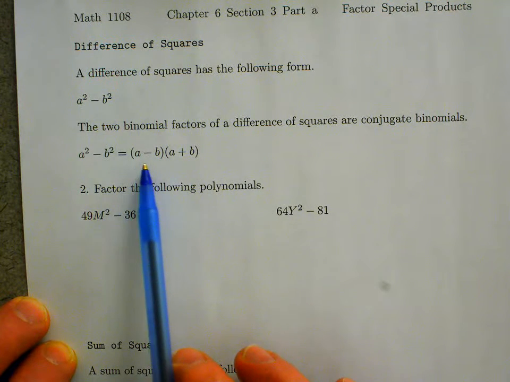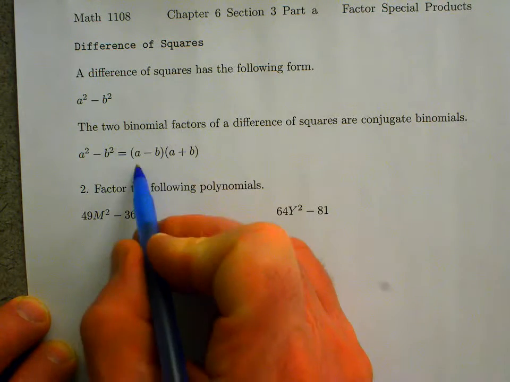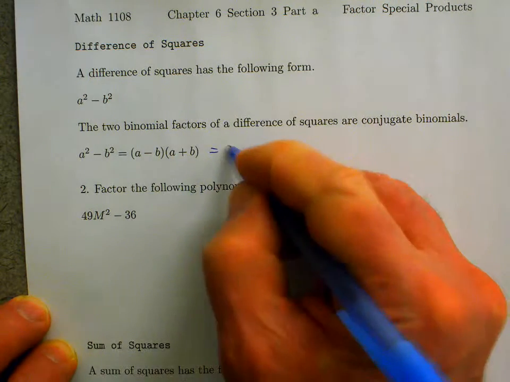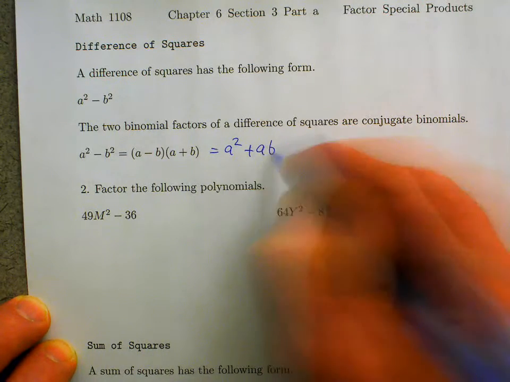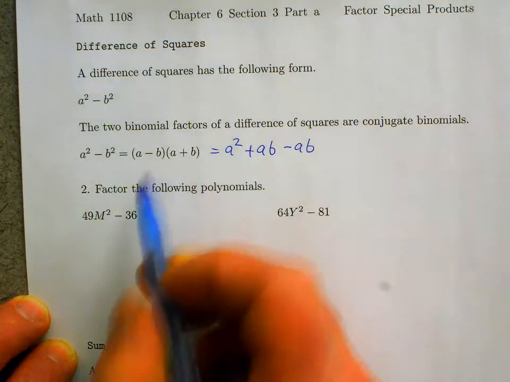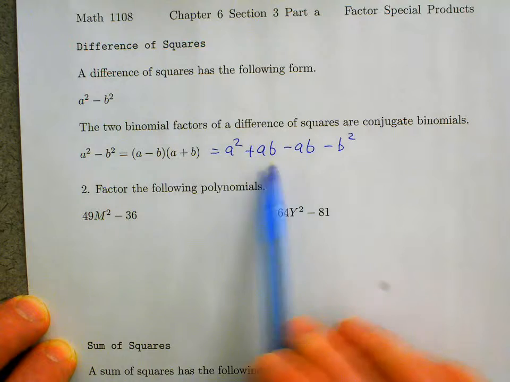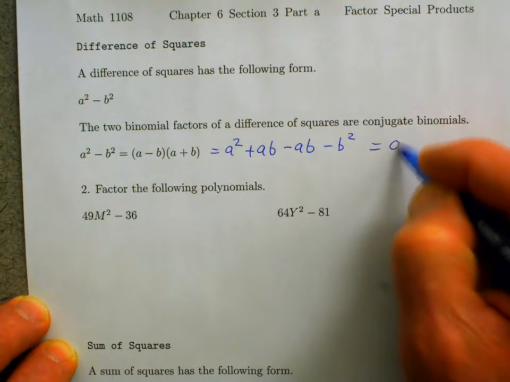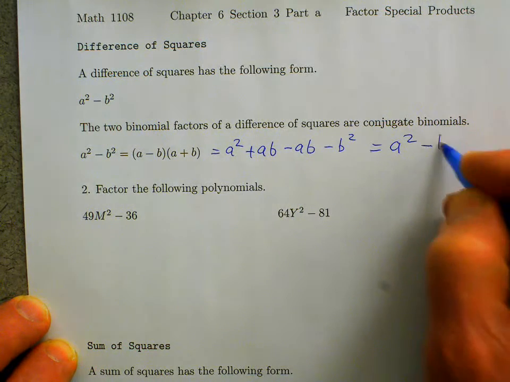And if you multiply a minus b times a plus b, we might as well do that. A times a is a to the second, and then plus a times b, and then minus b times a, but that's the same as minus a times b, and then minus b times b is minus b to the second. The two middle terms are like terms that add up to 0. Plus ab minus ab is 0, and so we just get a squared minus b squared.